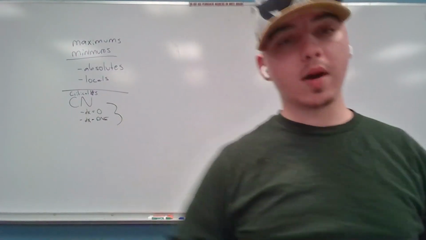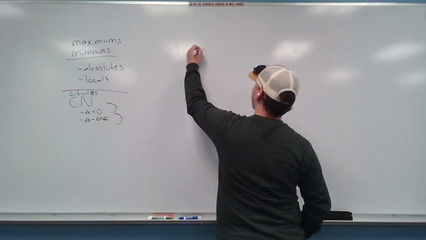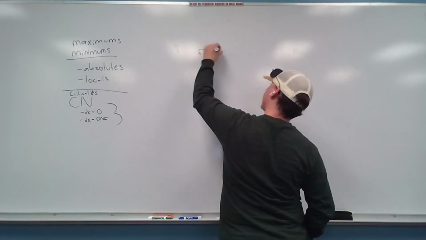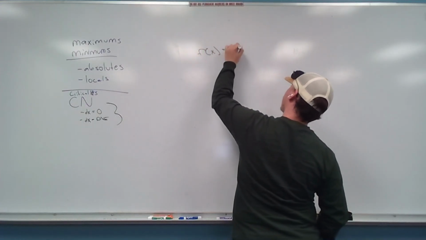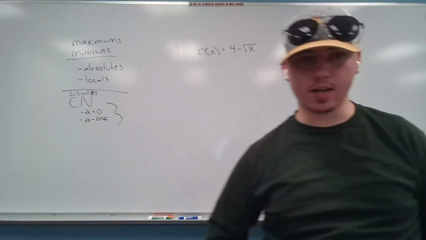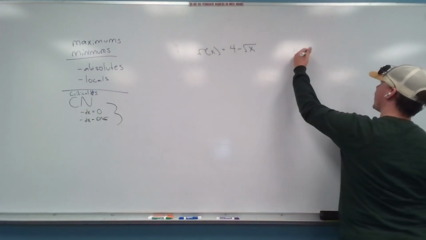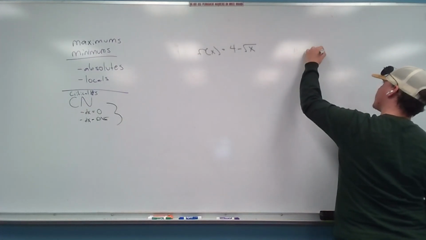Let's do 4 minus the square root of x. So f of x equals 4 minus the square root of x. The question is asking us, what is the absolute maximum, minimum? I'll just write it here. We'll reuse this for the questions.